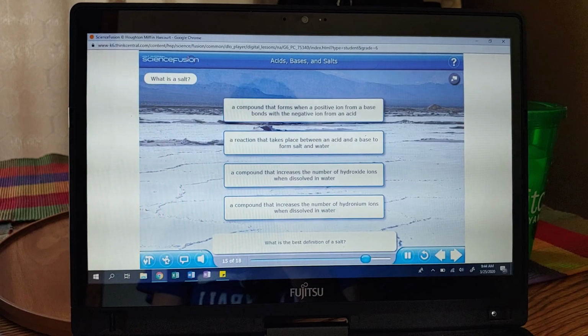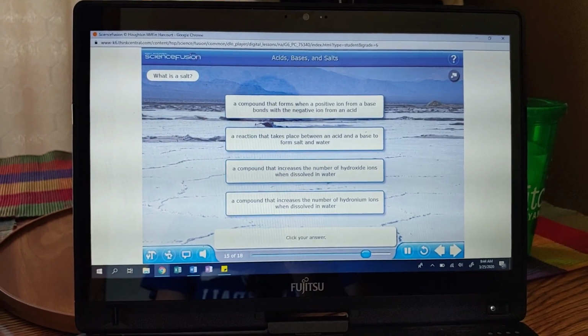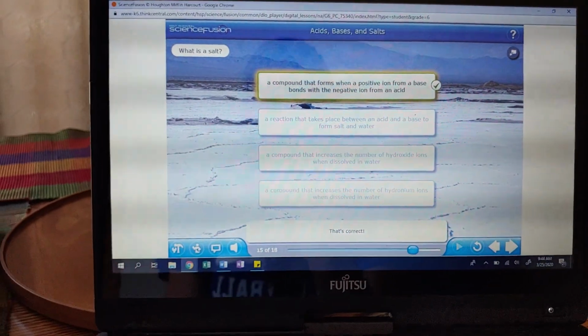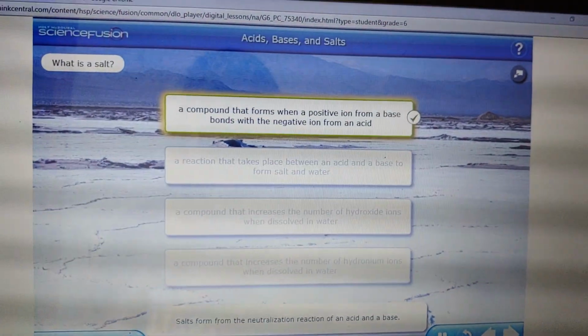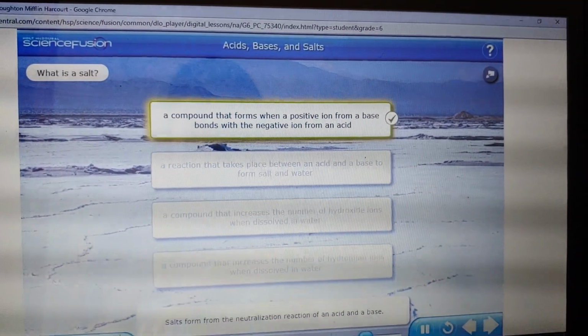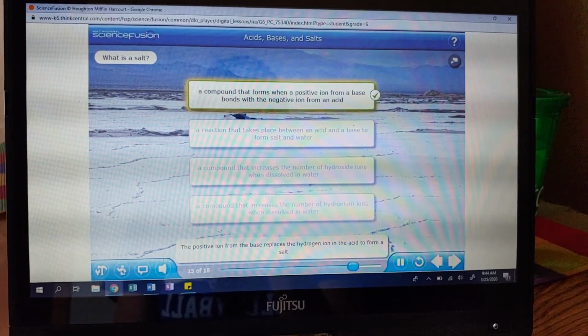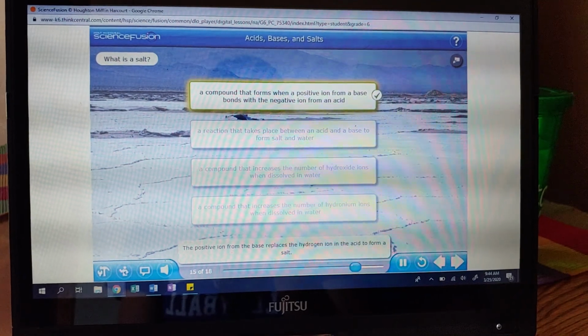What is the best definition of a salt? Click your answer. That's correct. Salts form from the neutralization reaction of an acid and a base. The positive ion from the base replaces the hydrogen ion in the acid to form a salt.